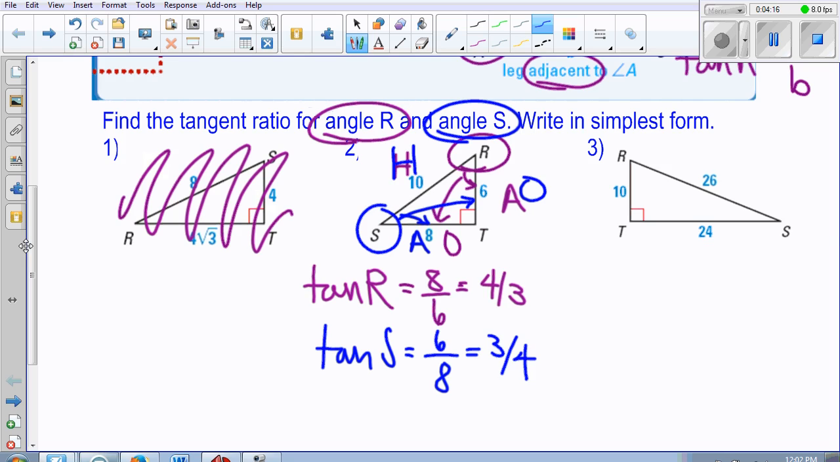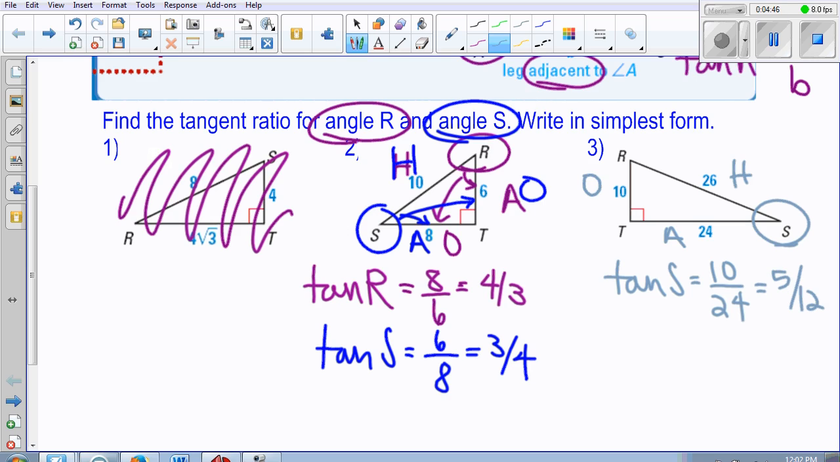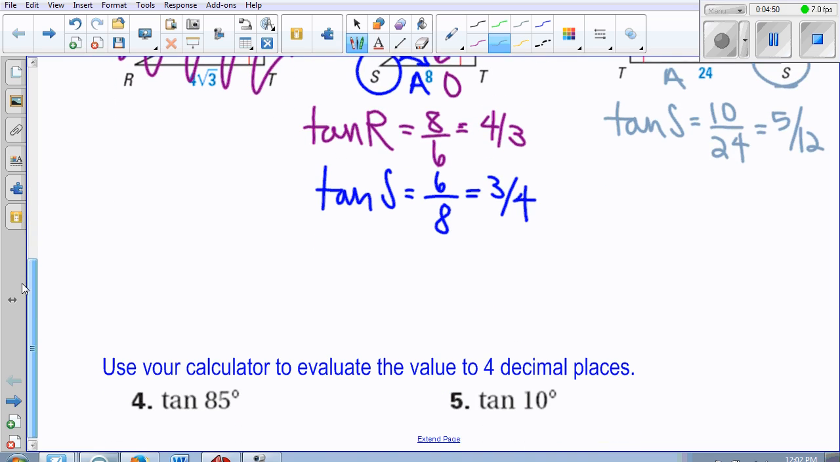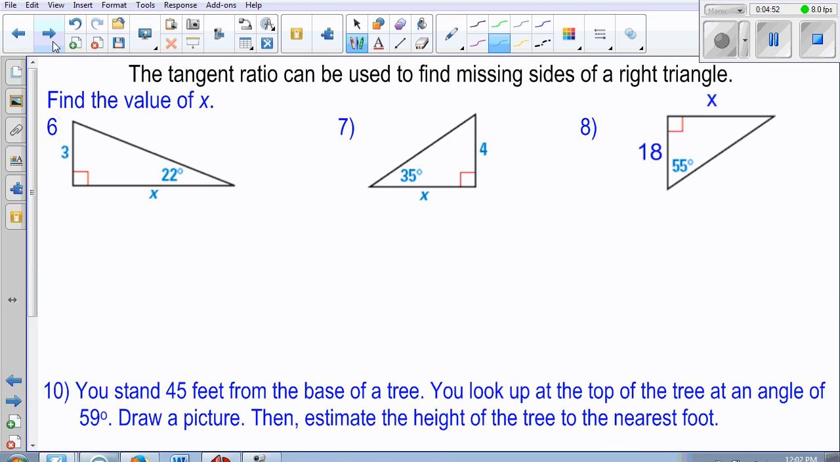We're going to, in the next one, just focus on tangent of S. Tan of S, here, if we label our sides, the side opposite is 10, adjacent 24, hypotenuse 26. So if I want the tangent of S, it's opposite over adjacent. So the fraction 10 over 24. Again, anytime we have a fraction, we should reduce it if possible. This one reduces to 5/12. What we can do is we can use the tangent ratio to help us figure out missing lengths of a right triangle.